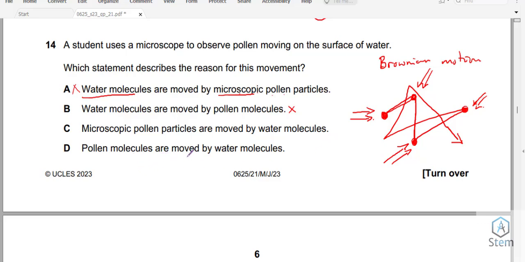Pollen molecules are being moved by water molecules. Well, these are not molecules. For pollen, these are not molecules. These are particles. I think that is also true for here. Pollen, we are not talking of pollen molecules. We are talking of pollen particles.